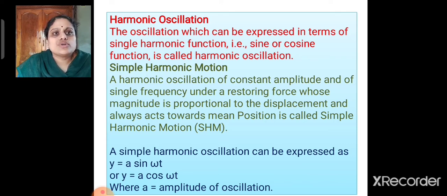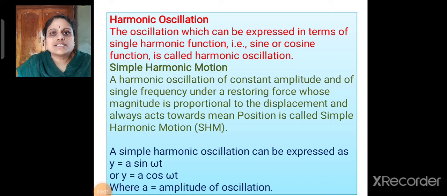The oscillation which can be expressed in terms of a harmonic function, that is a sine or a cosine function, is called harmonic oscillation. And a harmonic oscillation of constant amplitude and a single frequency under a restoring force whose magnitude is proportional to the displacement and acting towards the mean position or the equilibrium position is called simple harmonic motion.